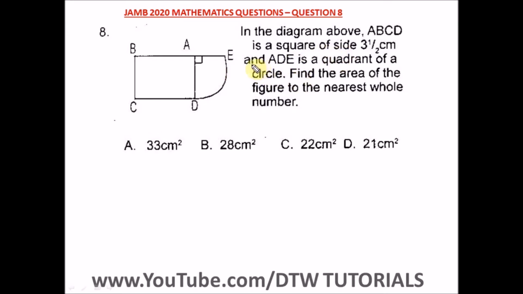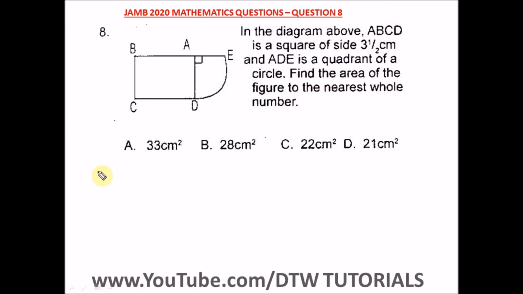So they told us that ADE is a quadrant of a circle. Don't forget, a circle has 4 quadrants. So we're given just one quadrant here. It says to find the area of the figure to the nearest whole number.